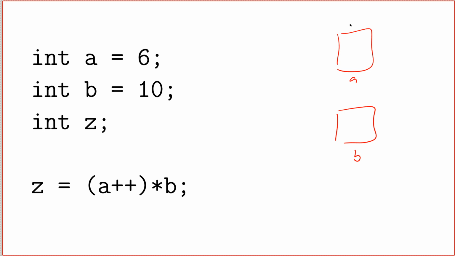All right, so we're back here. We're drawing our diagram. There's A, there's B, and here's Z. It's a pretty ridiculous looking box. Got 6, got 10.